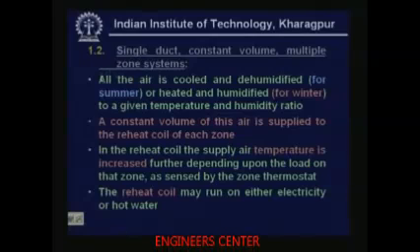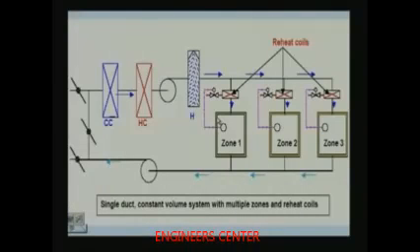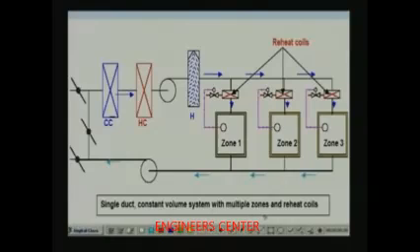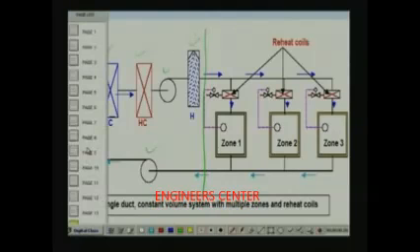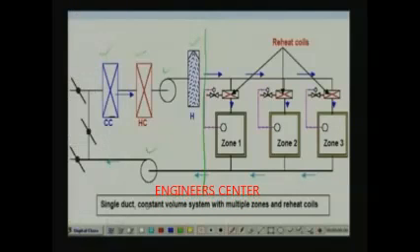So let me show the schematic of this system. So we have here a single duct constant volume system with multiple zones and reheat coils. You can see that this system is almost similar as far as this portion is concerned, because you have the return air fan, supply air fan, cooling coil, heating coil or the humidifier, and all these dampers. Only difference is that this system now caters to several zones with different requirements, for example zone 1, zone 2, zone 3, like that.